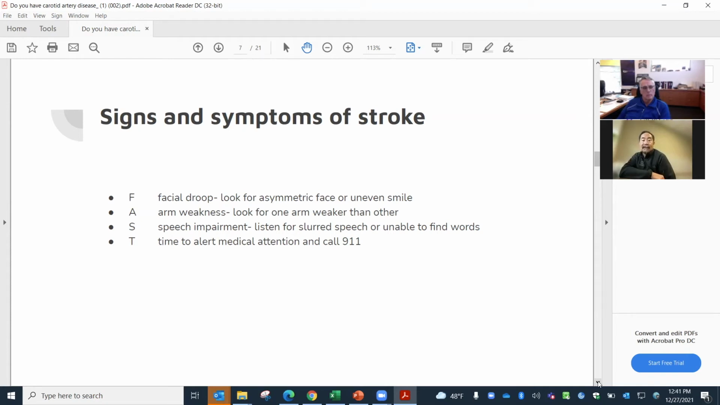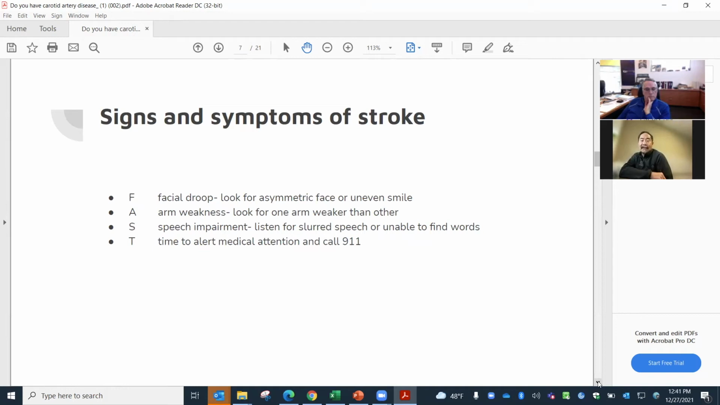And the S is for speech. Since your brain controls your arm, your face, and the muscles in your body, it also controls speech. And so the S stands for speech impairment. Listen for slurred speech, being unable to find words, or garbled speech. All of these fall under the S.